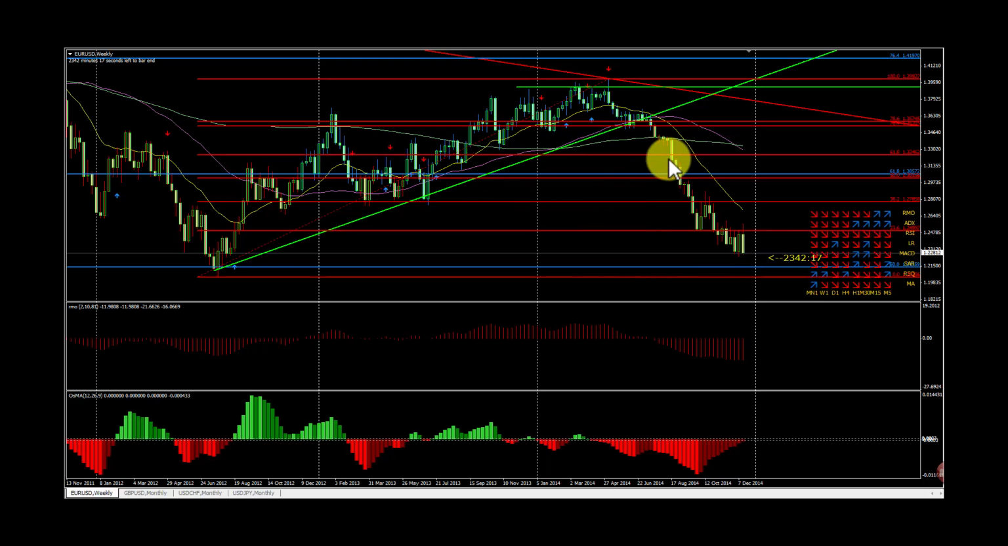So now, just by looking at my two time frames, monthly and weekly, I know that the sentiment for euro is still looking negative.